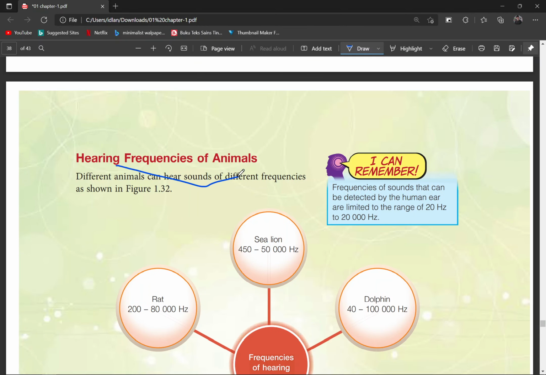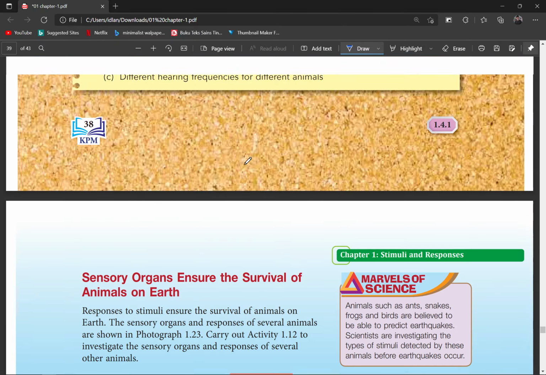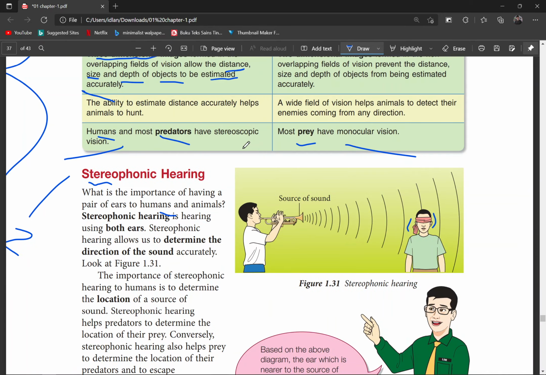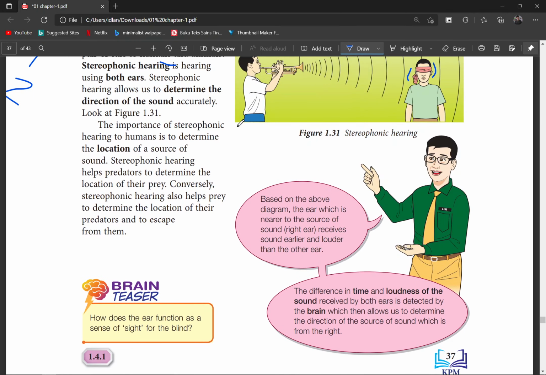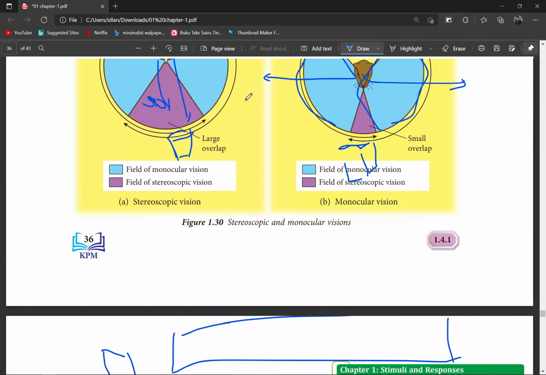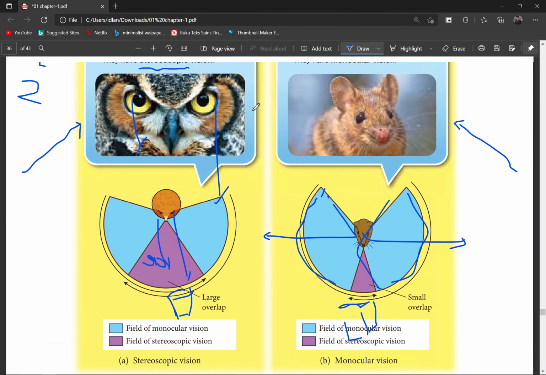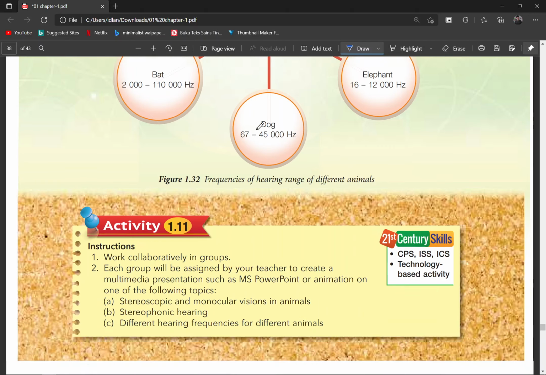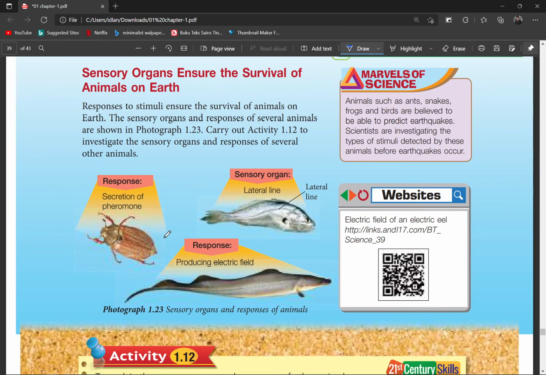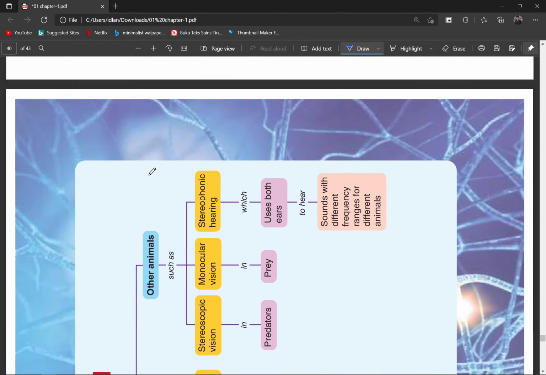Lepas tu hearing frequency of animals. Ni tak penting, boleh baca lah. Okay, kita dah belajar apa tadi? Kita dah belajar long-sightedness, short-sightedness. Lepas tu kita buat latihan sikit. Lepas tu kita belajar pasal limitation of hearing. Lepas tu tropism dan nastic movement. Lepas tu stereoscopic dengan monocular vision. Lepas tu hearing and frequency. Tu sensory organ, tak penting. Oh, dah habis lah.